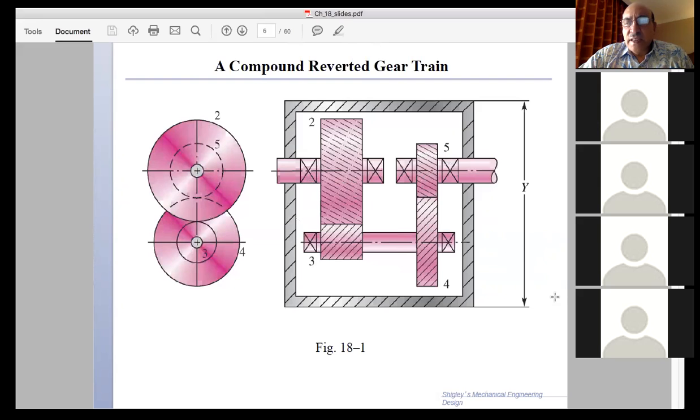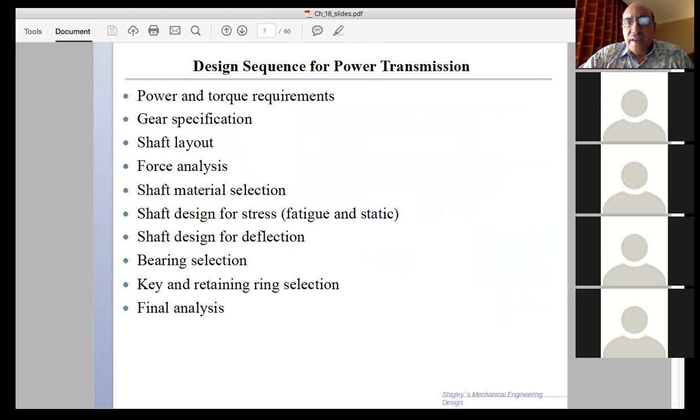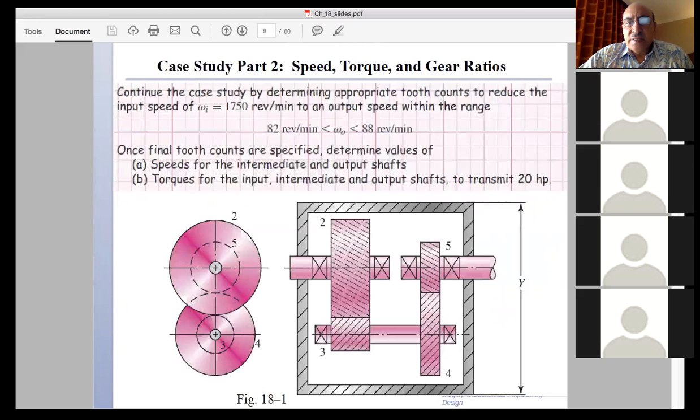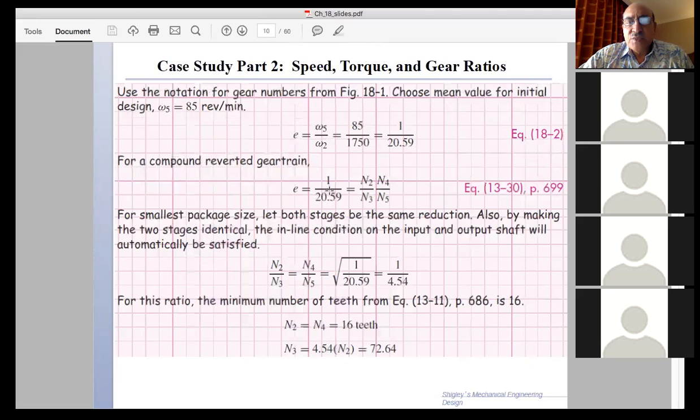Actually, if you just divide it, the input, it's 1 over 20.59. So that is what we call a compound reverted gear train, and we have to make it in 2 stages, and the 2 stages would be such that the ratio of the speeds is the inverse of the ratio of the gear teeth numbers.